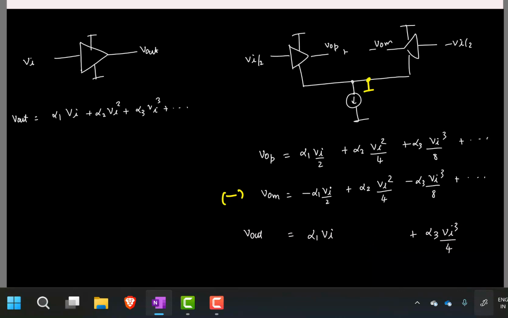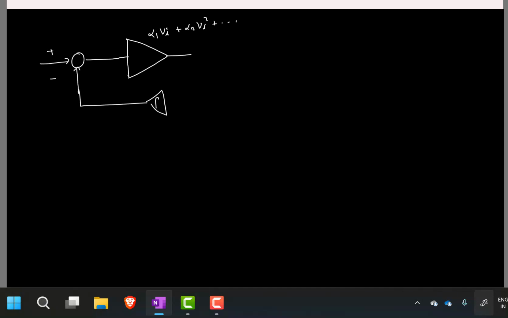Cool. Now all our amplifiers, we are going to use in negative feedback mostly. So let's see what will happen in that case. Let's say we take an amplifier. This can be single-ended, differential, whatever. And let's say you take a single-ended case for simplicity. This is, say, alpha 1 Vi plus alpha 2 Vi square and so on. And I'm going to put it in negative feedback. Let's say the feedback factor is beta. This is V in and V out.